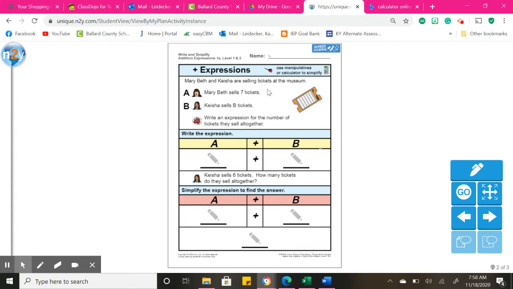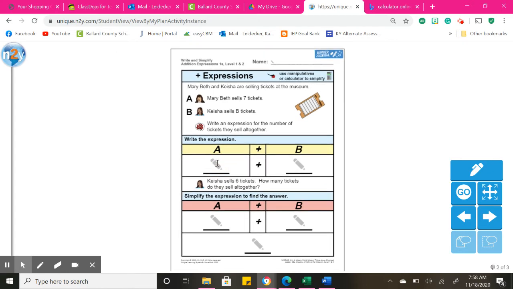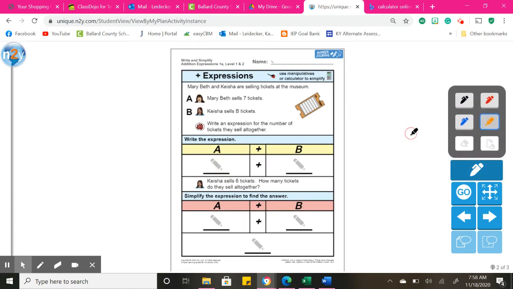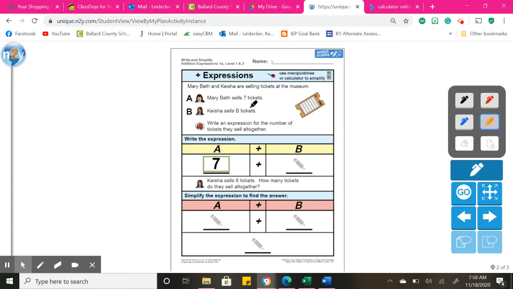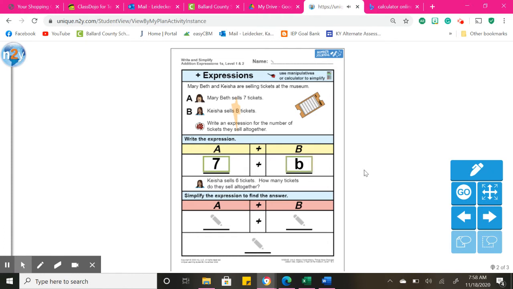So Mary Beth and Keisha are selling tickets at the museum. A is Mary Beth. She sells 7 tickets. So A is 7. Okay, so A is 7 because we know A. B, Keisha sells B tickets. We don't know B. B is unknown. We do not know it. So B, you're going to type in B. Okay. Keisha sells 6 tickets.